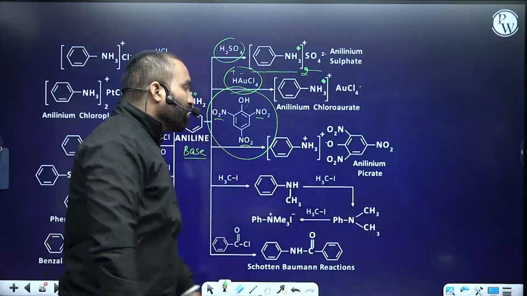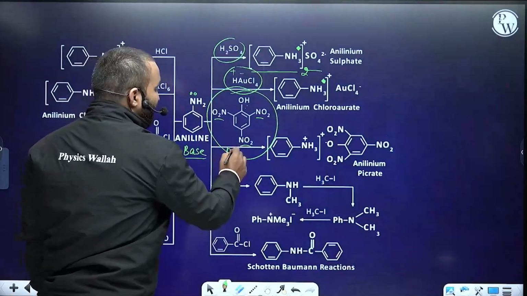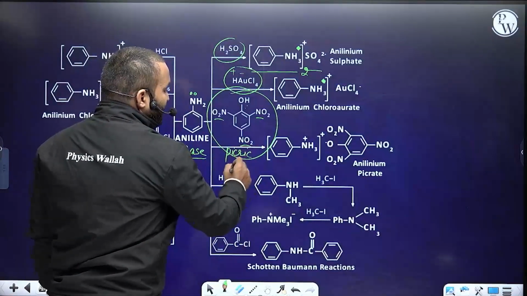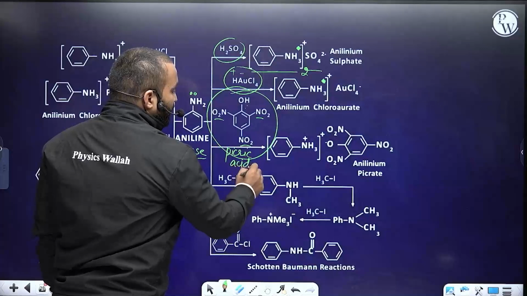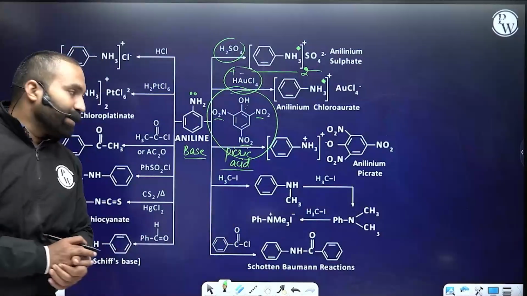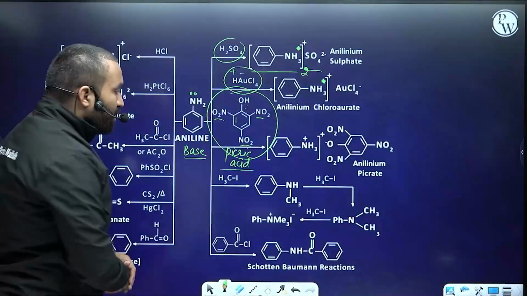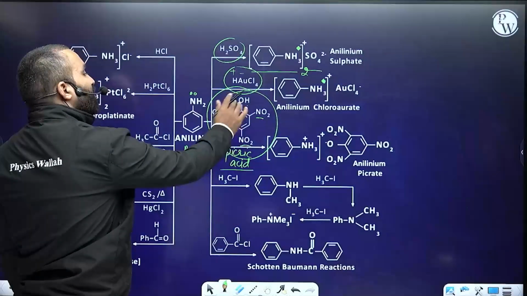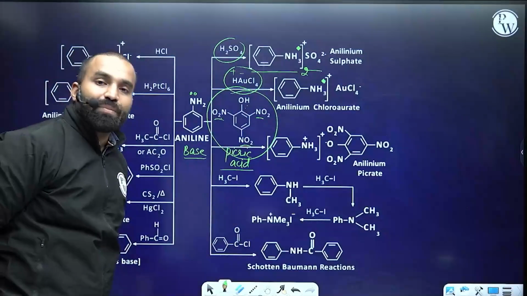What is this molecule called? Picric acid. The name itself is enough, guys. Picric acid. Although there is no carboxylic acid group present, yet it is picric acid. OH group is present. Due to the electron withdrawing nature, the oxygen minus is highly stabilized.